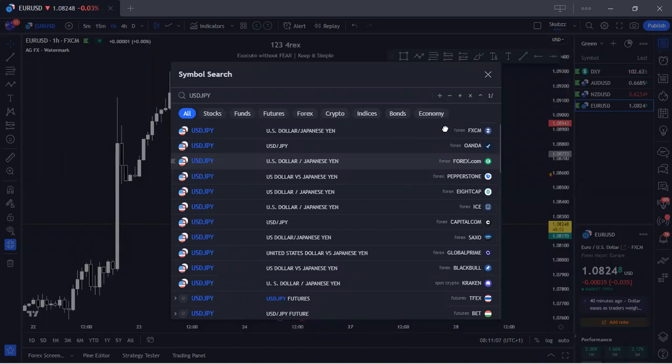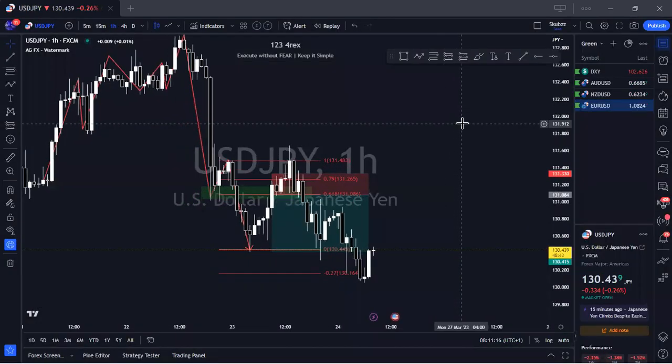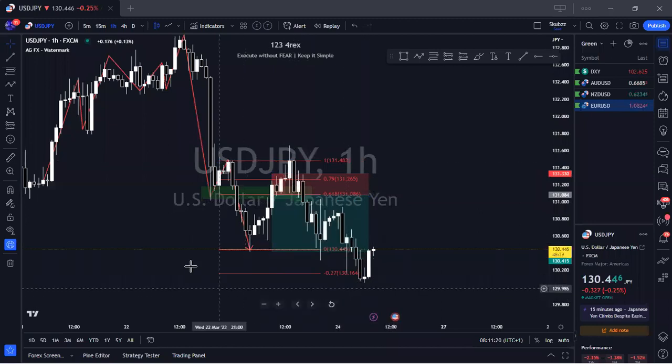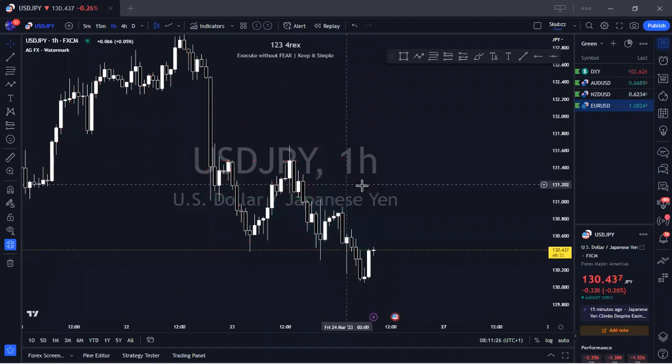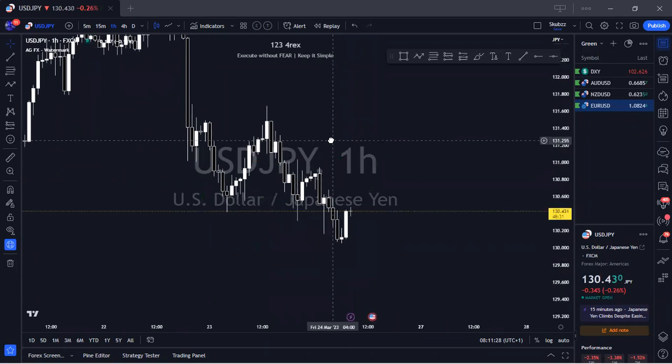USD. Wait, when did we analyze this one? Okay, but it actually went to hit our stop loss before I actually sold to the downside. I think this was yesterday. This one is actually tricky, I'm not gonna lie.